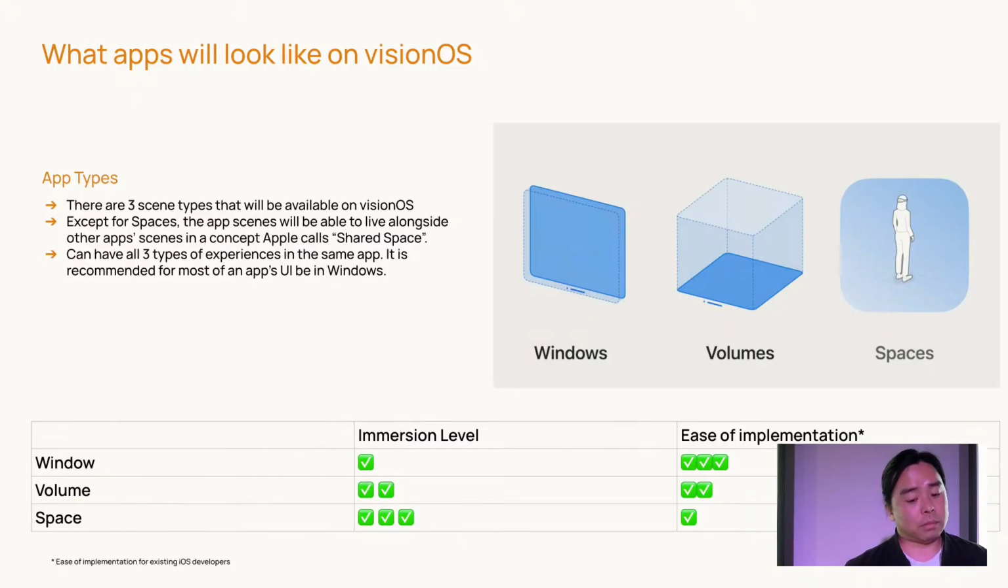But in Apple's HIG, they recommend that most of your UI is in windows. So you're navigating around, getting to the things that you want, and then using 3D content as an accent to wow the users. And it's also the hardest to develop as well.